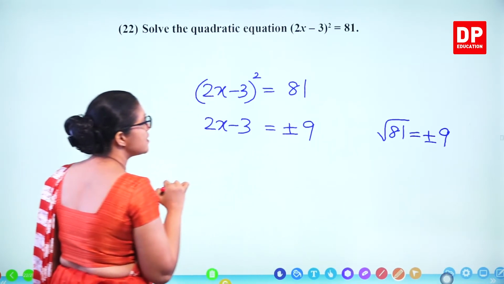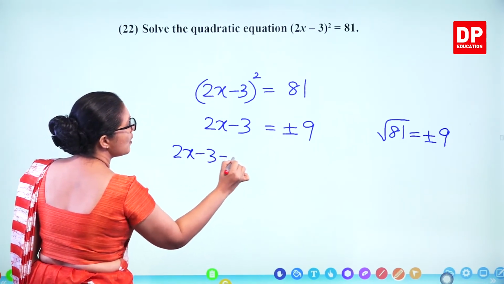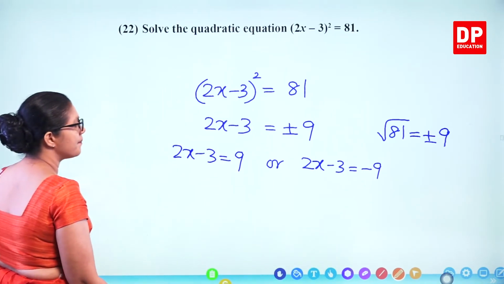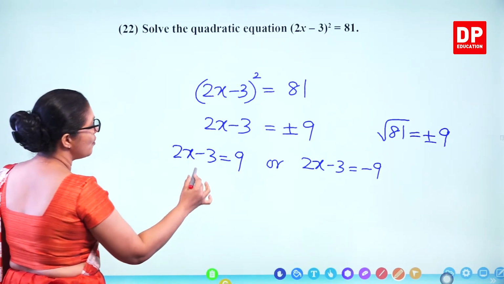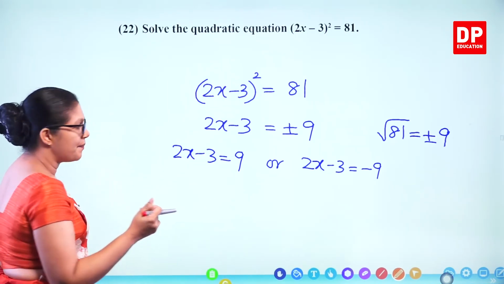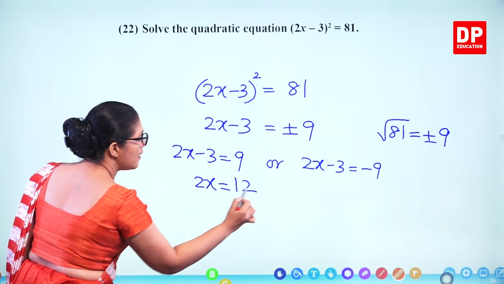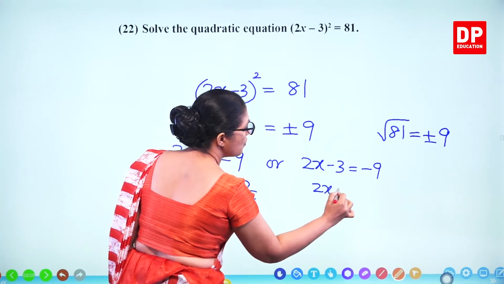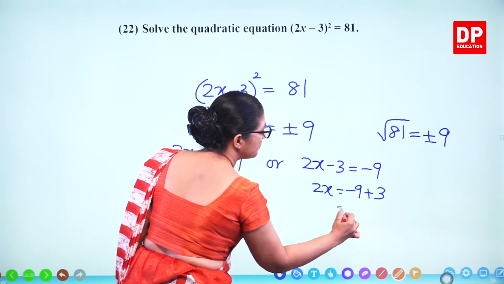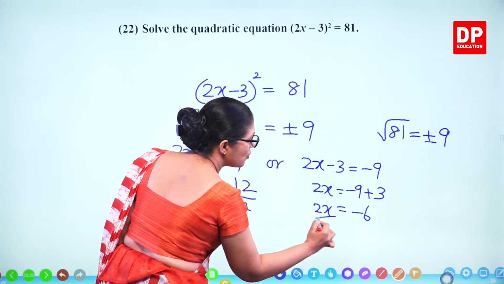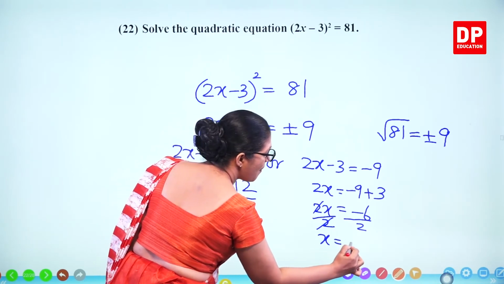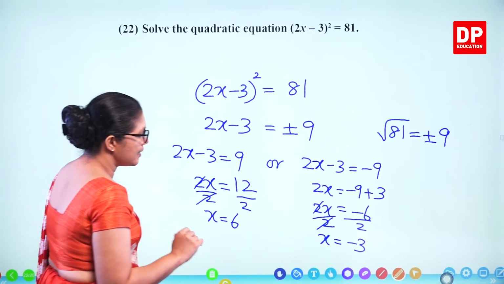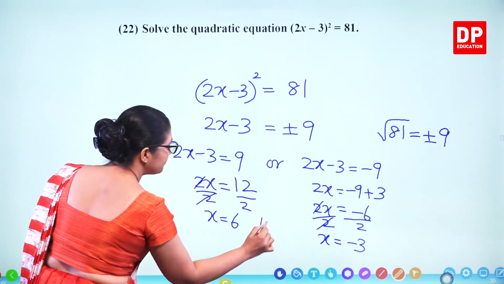So 2 solutions we are getting. So first one, take with positive 9. Second one, you can take negative 9. Now solve. This is a linear one now. We converted the quadratic one to a linear. So 2x equals 9 plus 3, 12. Divide by 2. X equals 6. Here what do you get? 2x is minus 9 plus 3. You get minus 6. Divide by 2. You get minus 3. So what are the solutions for this? Either x equals 6 or minus 3. So you get 2 marks. 1 and 1.